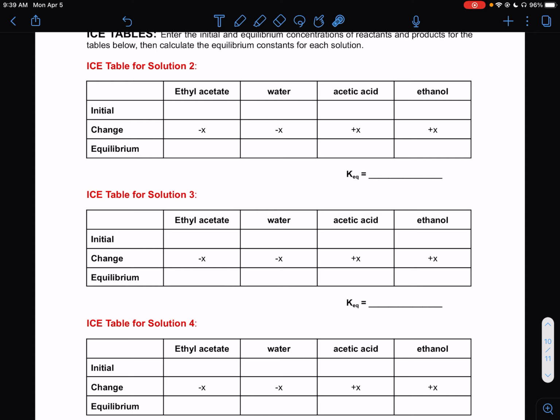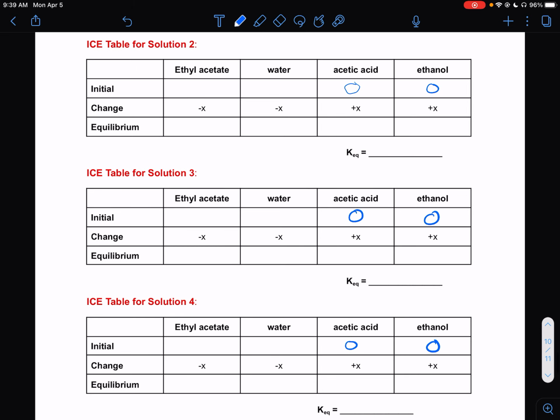What we did was we varied the amount of ethyl acetate and water in each of these flasks. What we're going to be doing now is filling in the initial concentrations of ethyl acetate and water. We know at the start of the reaction in all of these, the initial concentration of acetic acid and ethanol is always 0. Then we're going to calculate what the initial concentrations of these are for each flask. Okay, so we'll have those values.